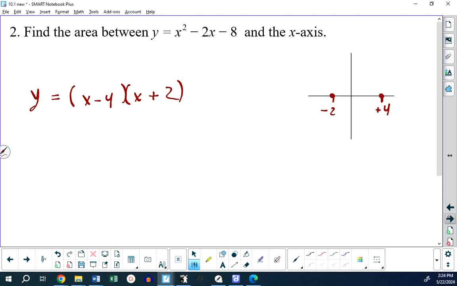And we know this parabola opens up because it's positive x squared. The leading coefficient is positive. We can talk about polynomials. We can talk about rules from Math 20. This is a parabola that opens up.